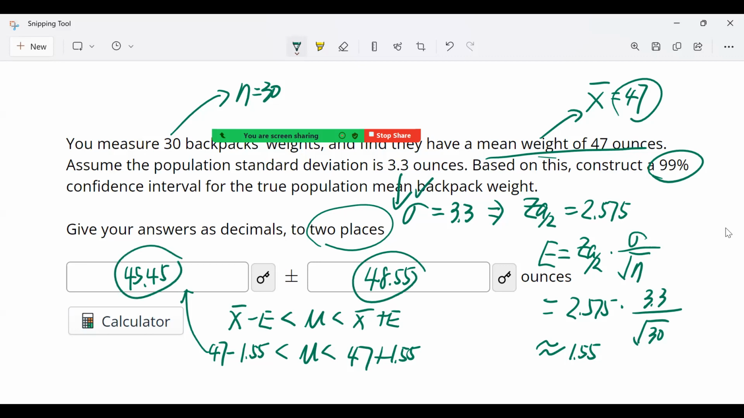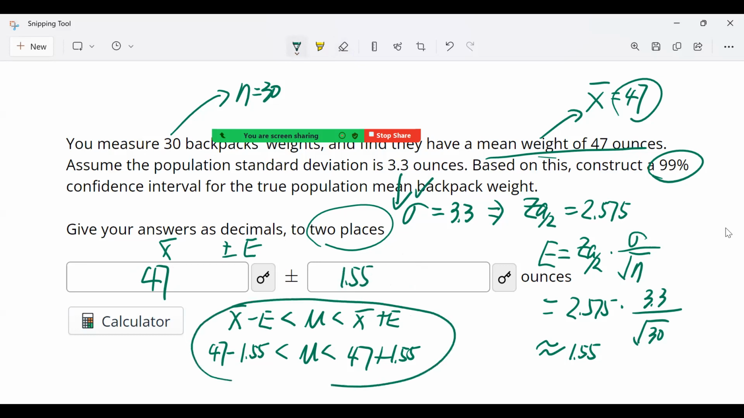No, actually, they don't want this. They don't even want us to construct this linear inequality. They just want to put sample mean 47, right? That's sample mean plus minus margin of error. Margin of error just calculates to 1.55. This is not needed. So it's 47 plus minus 1.55.